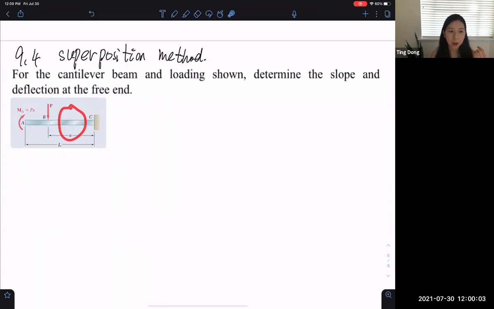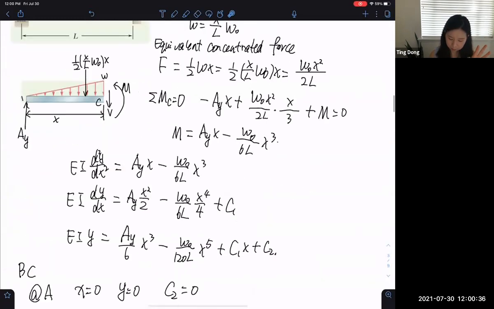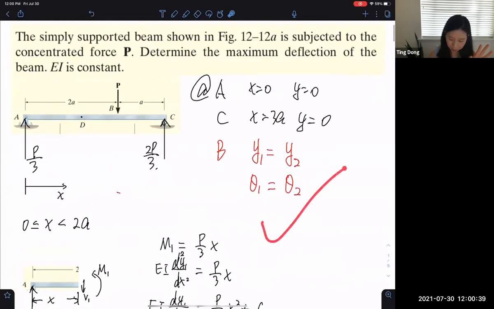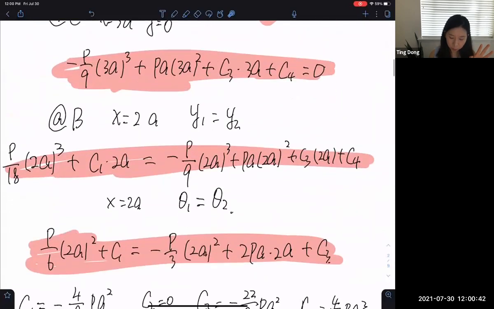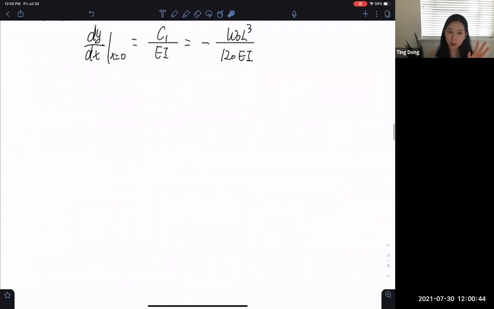And then we apply boundary conditions. So the boundary conditions, again, here are at point C, deflection is 0, theta is equal to 0. These are two equations. At point B, because it's a smooth deflection curve, we know that if we use the equation derived from the left part and the right part, it should be the same. So at point B, y1 equal to y2, theta 1 equal to theta 2. So it's almost the same as this problem, right? So we can use this method to solve this problem.